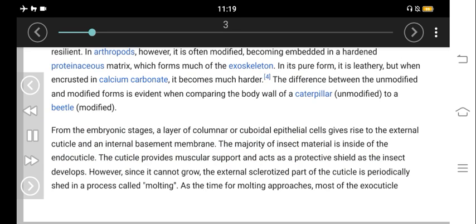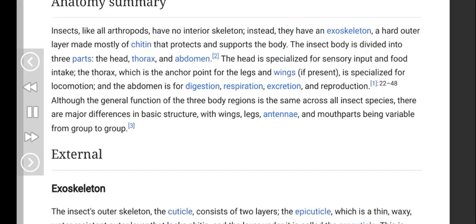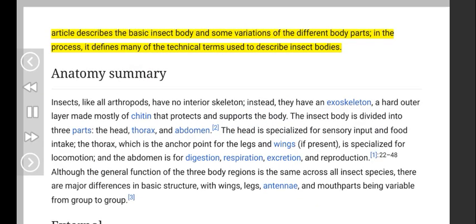This article describes the basic insect body and some variations of the different body parts. In the process, it defines many of the technical terms used to describe insect bodies. Anatomy summary.